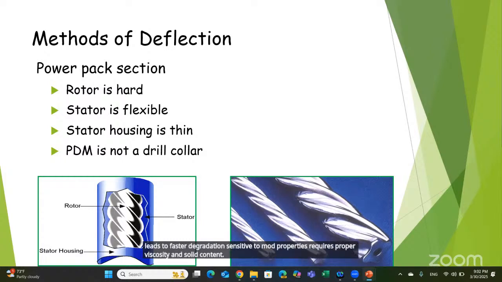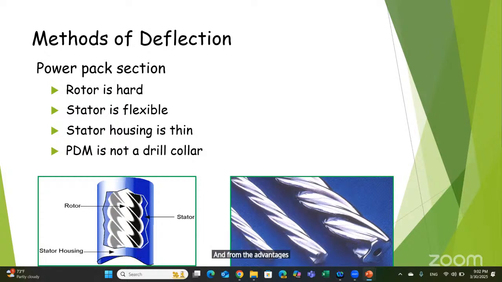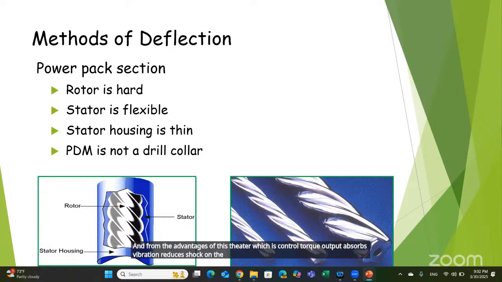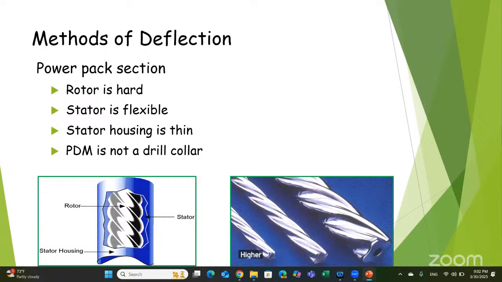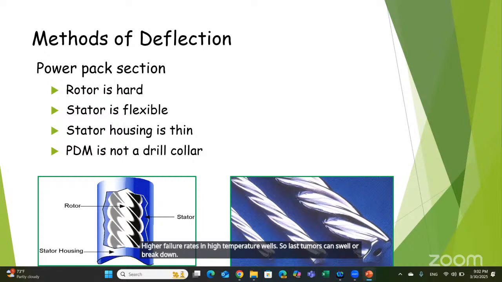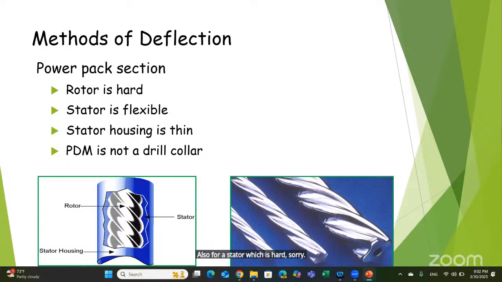The stator is a stationary component that houses the rotor and directs fluid flow. The advantages of the stator are controlled torque output and absorbed vibration, which reduces shock on the bit. The disadvantages are that it is susceptible to temperature and chemical damage, with higher failure rates in high temperature wells, so elastomers can swell or break down. Also, the stator is flexible, the rotor is hard, and the stator housing is thin.